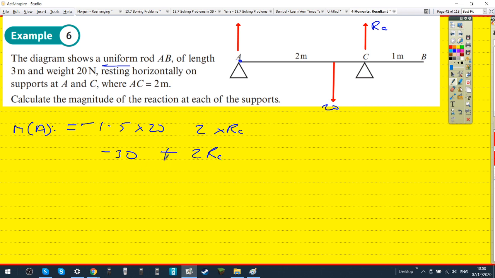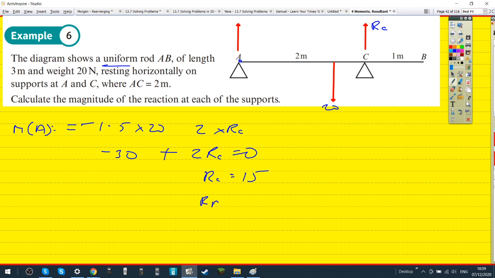And it says that these are in equilibrium. And so what do you know about these two? Does that mean they'll be equal to 0? Yeah. And so use that to solve for the reaction at C. I think the answer will be 15. So the reaction at C is 15.